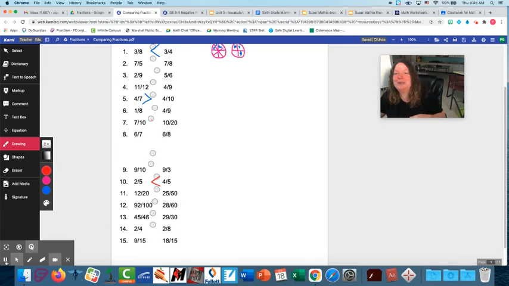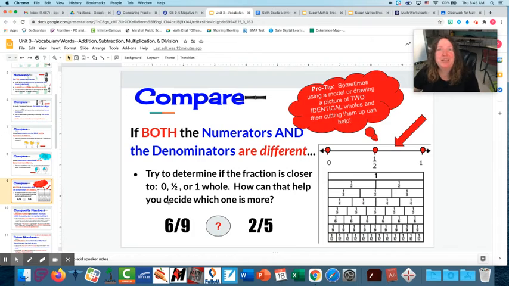Now let's go on to the new strategy. All right, the last strategy for today is to compare both the numerators and the denominators. They're both different. To compare them, is that fraction that we're talking about closer to 0? Is it closer to a half? Or is it closer to one whole thing? So you're going to look at the size of the numbers and say to yourself, is whatever that fraction represents really close to 1? Is it closer to a half? Or is it closer to 0? Closer to 0, closer to half, closer to 1.